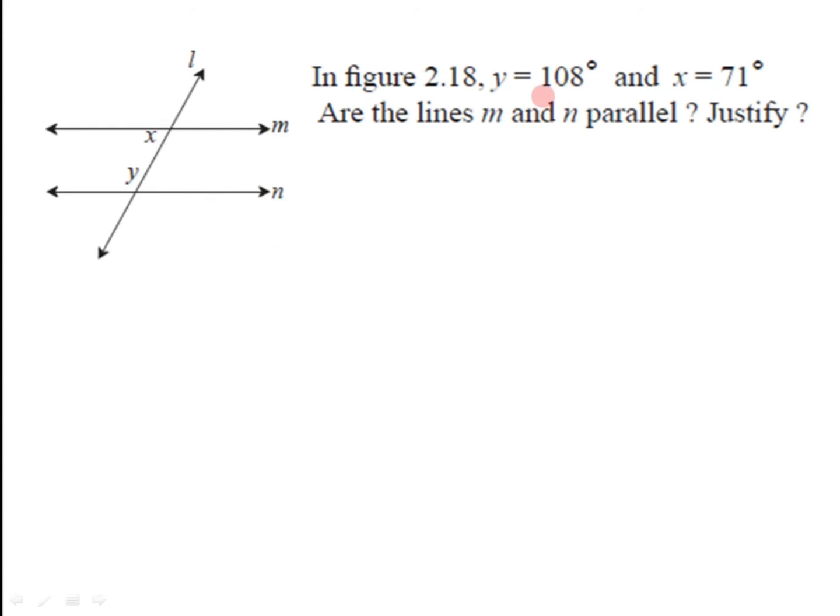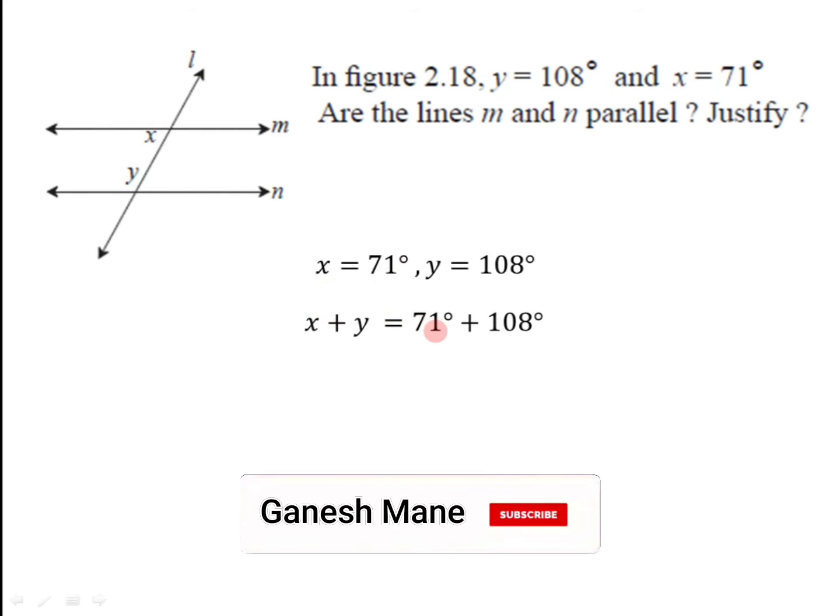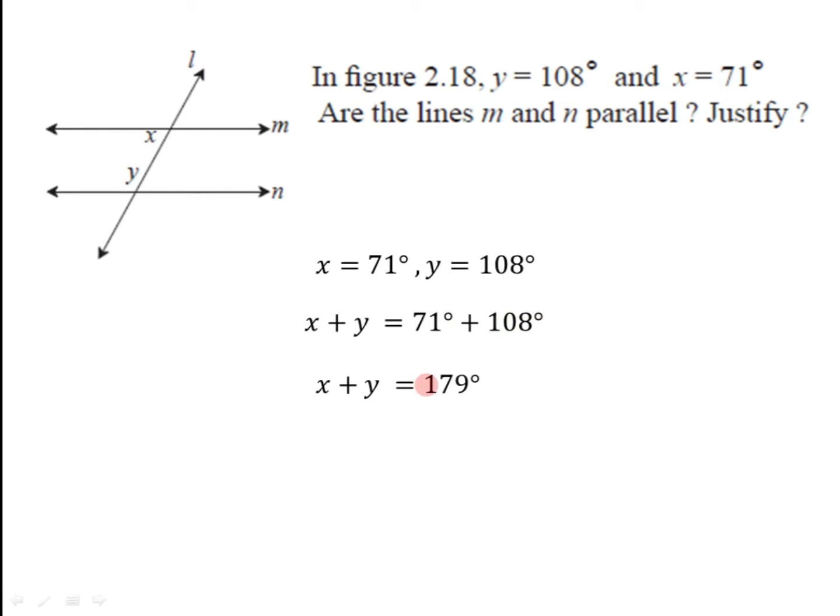To start with the given, the measure of angle X is given to be 71 degree and measure of angle Y is 108 degree. If we add these two measures, that is X plus Y, we get 71 degree plus 108 degree. So 71 plus 108, we get 179 degree. Now as we observe in the diagram, angle X and angle Y are the interior angles which are on the same side of the transversal.